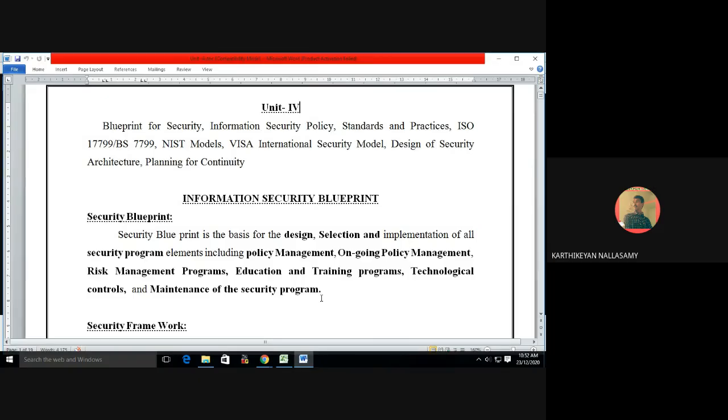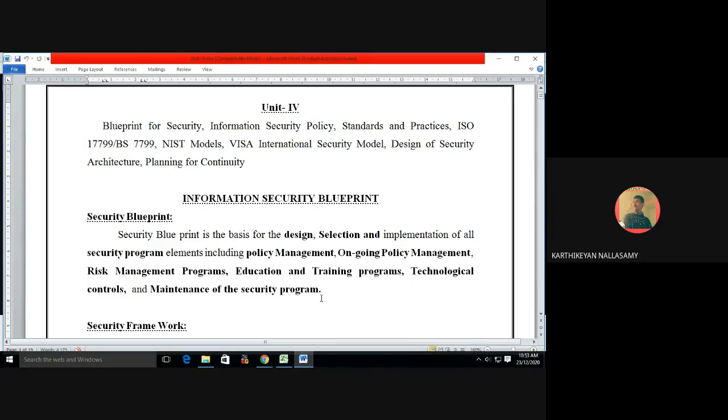The security blueprint is the basis for the design, selection, and implementation of all the security programs and security program elements. These include the implementation and maintenance of policy, current policy management, risk assessment strategies, and providing the proper information to employees through education and training programs. We also have to control whatever technologies we implement and continuously monitor the current policy management for security.